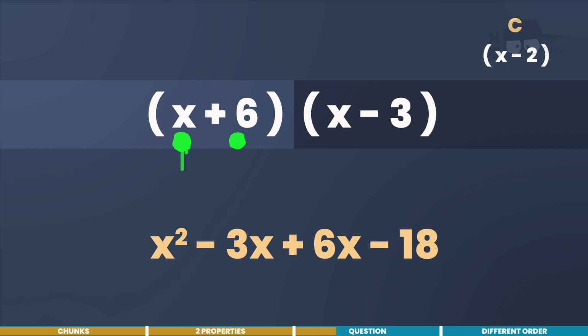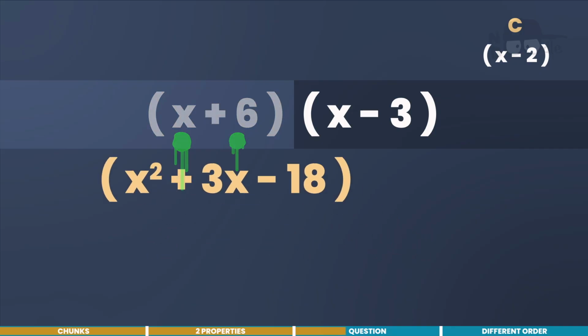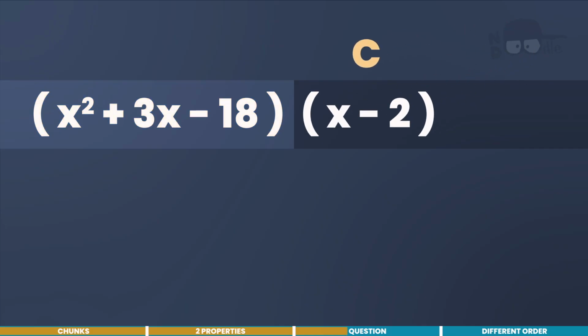Let's now collect like terms together to keep things as simple as possible. So we've got minus 3x plus 6x, which is 3x. We can put brackets around this as our new single chunk, which we can now multiply by chunk C.